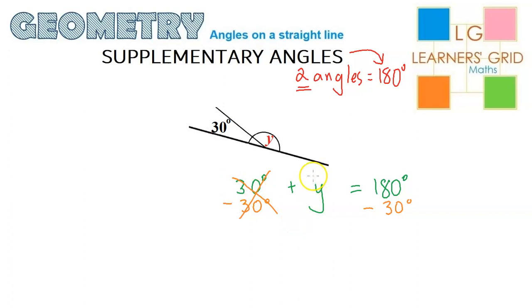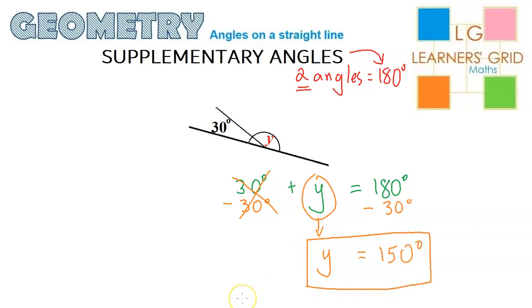So that means on the left-hand side of the equation, we have y, and we can bring y down to the next line of working. And on the right-hand side, we have 180 degrees minus 30 degrees. That is going to give us 150 degrees. And the equation has come to its conclusion. And so this is the answer. Angle y is 150 degrees. And that's pretty much all there is to it.